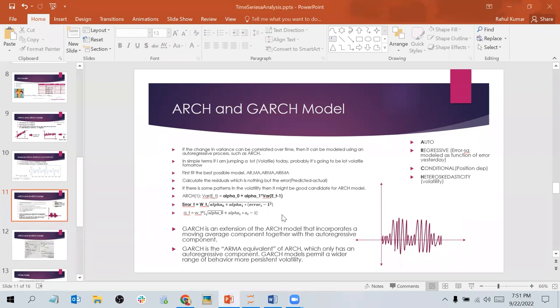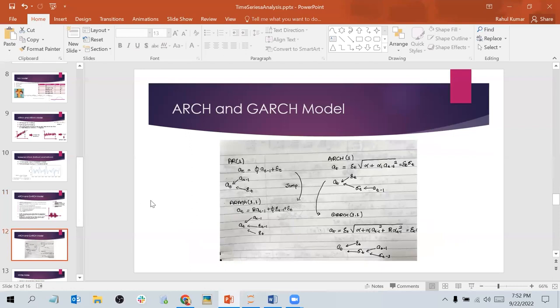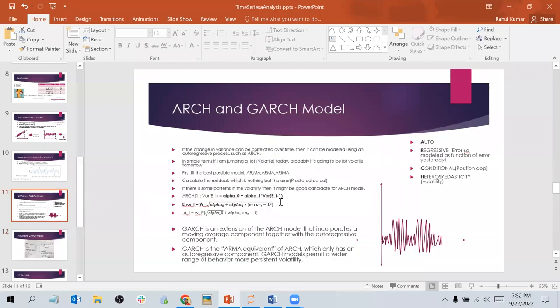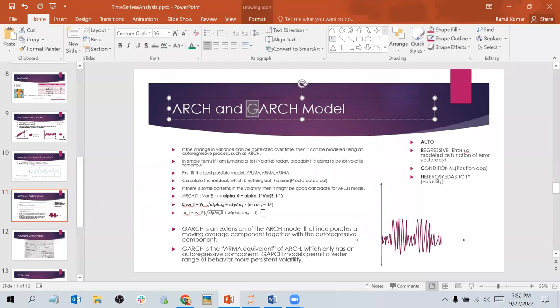I'm not going to get into maths because I think we have very less time available right now. So I'll just give you an intuition of how we have moved from ARCH to GARCH here. GARCH is nothing but your generalized ARCH. Generalized ARCH is why?